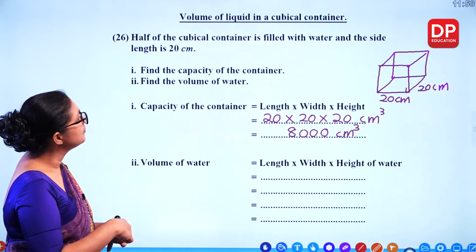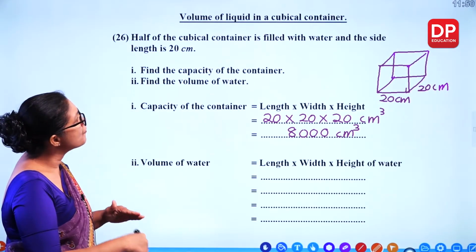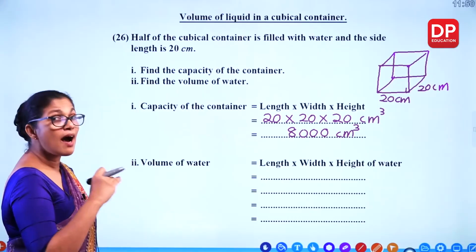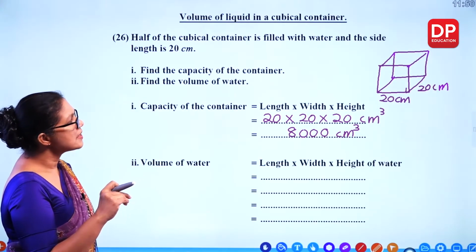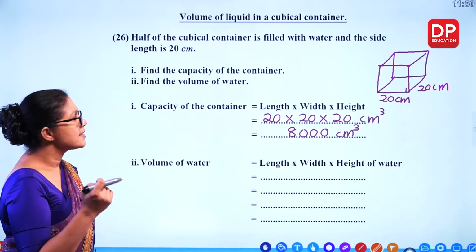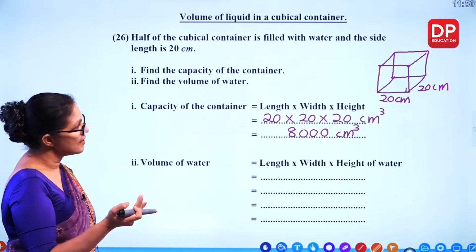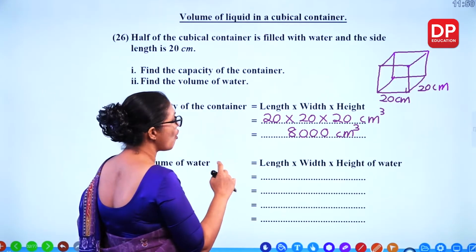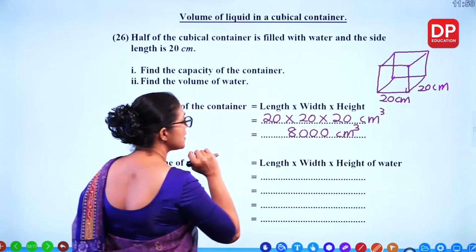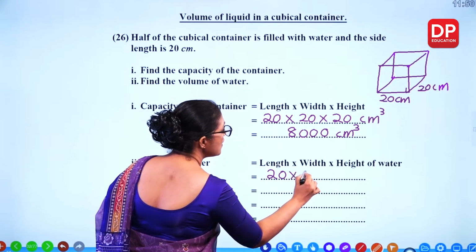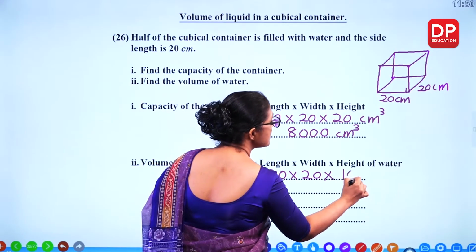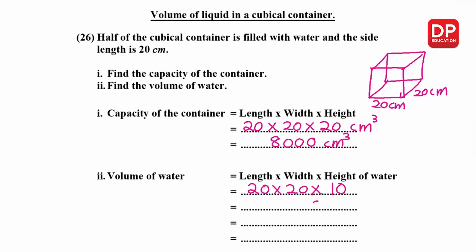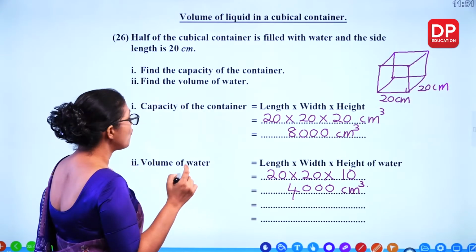Volume of water. This is filled half the cube. So what's the height then? Height becomes 20 divided by 2. That's 10. Length and width the same, but the height of water is different. So volume of water, we need to take the height of water. Length is 20, width is 20, but the height is 10 now. So 3 zeros, 2 times 2, 4. 4,000 cubic centimeters is the volume of water.